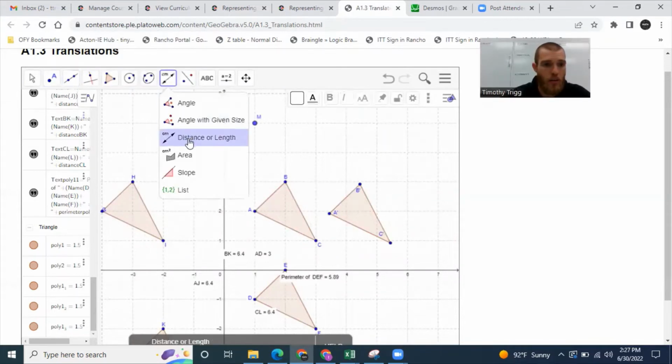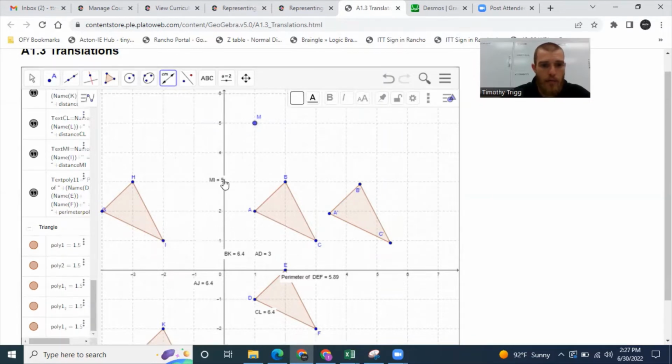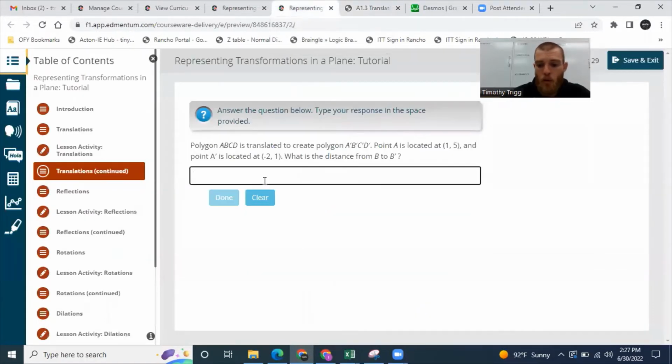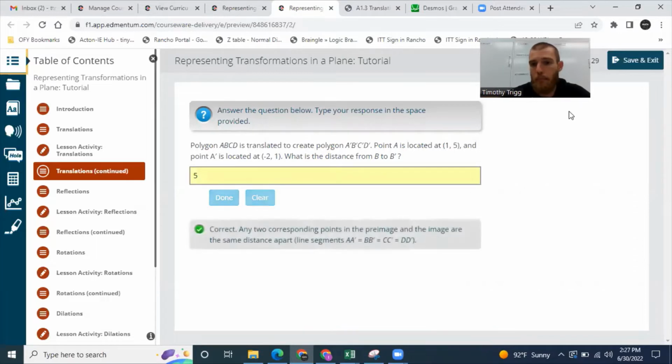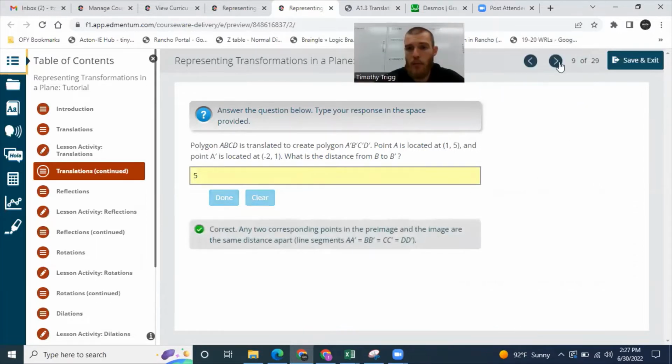To find distance using GeoGebra, we go to distance or length, and we can see that distance there is 5. Which will be the same distance from B to B prime or C to C prime, or any point from the pre-image to the image.